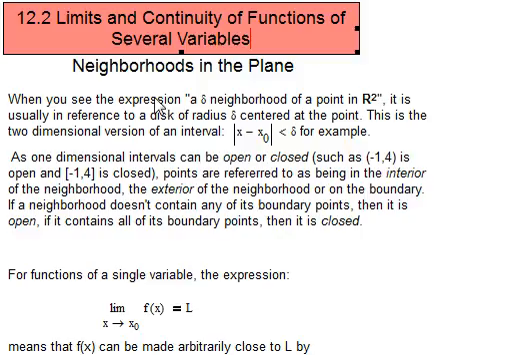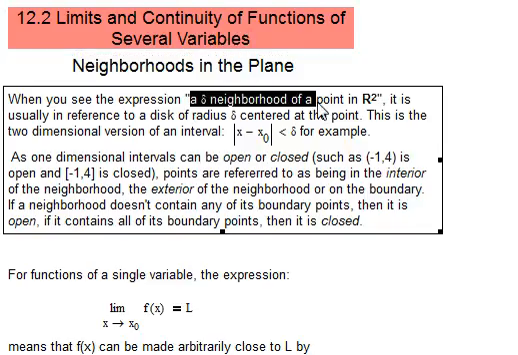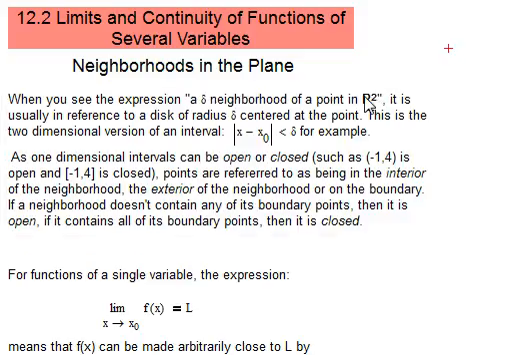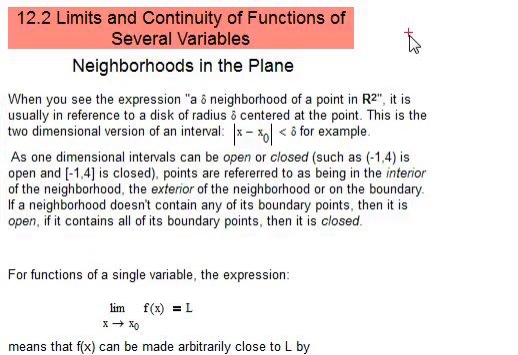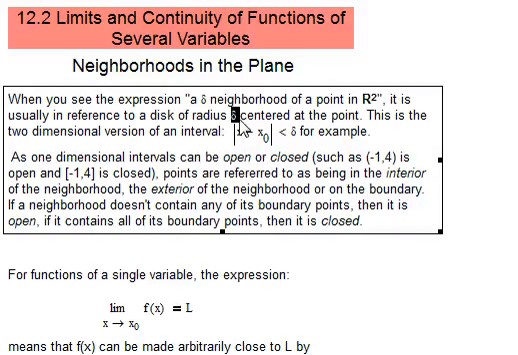So, you see the expression, a delta neighborhood of a point in R squared. That is unusual, and that will come up in our chapter on functions of more than one variable, because R squared is where the domain of a function of two variables lives, not just on the x-axis, but in the entire xy plane. Usually it refers to a disk of radius delta centered at the point. This is a two-dimensional version of an interval.